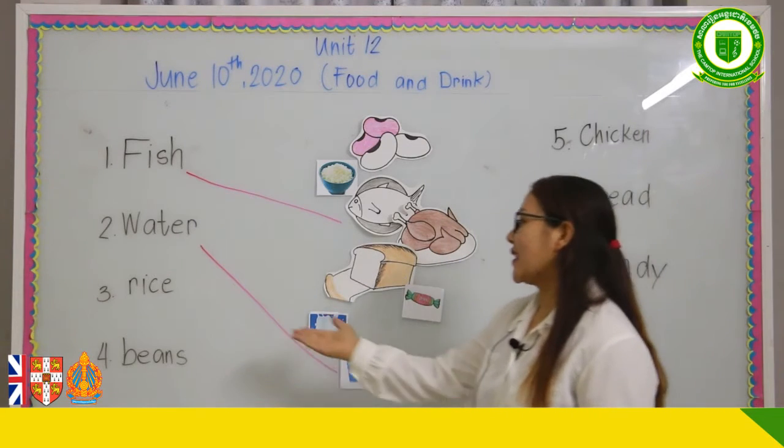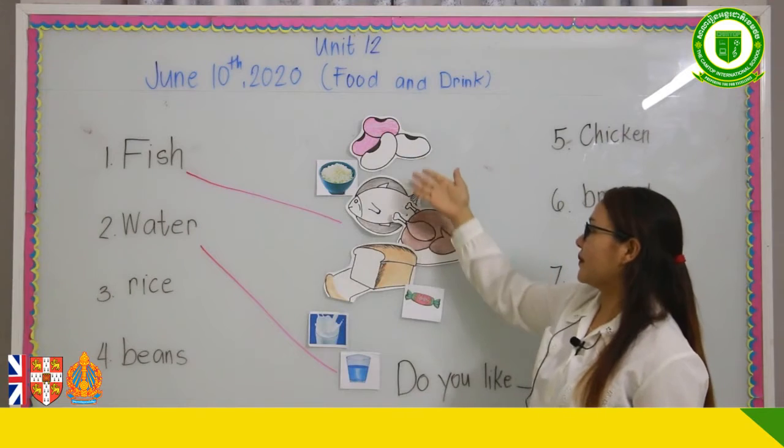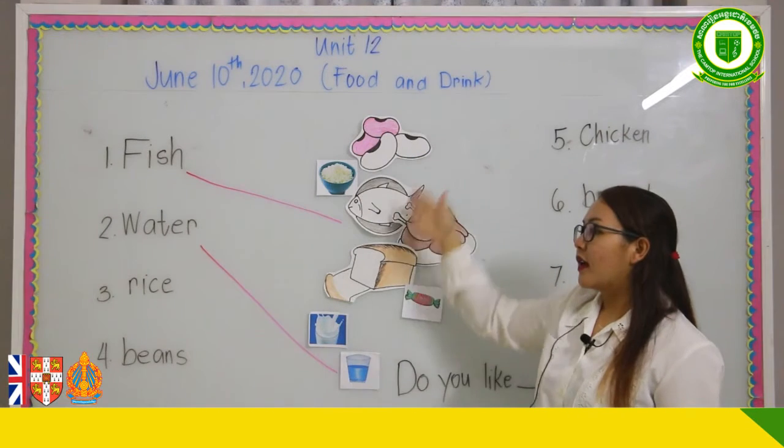Next, number three, rice. Which one is a rice? Which one?